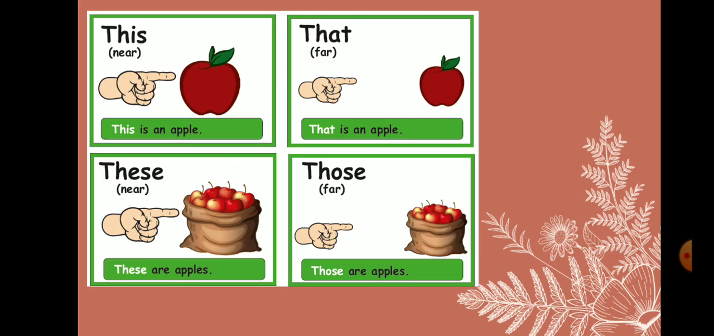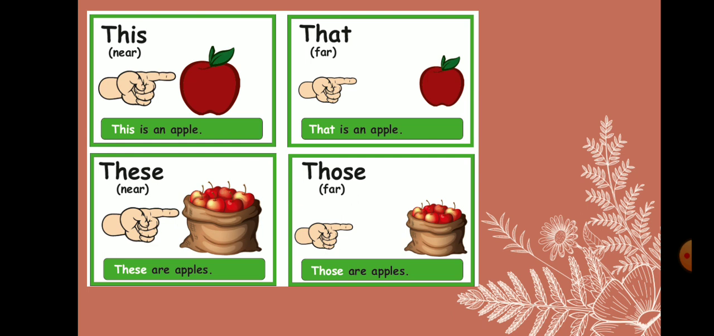Now, how can I know the difference? We're going to use this and these in a plural form when the object you're pointing out is near, okay? And we're going to use that and those when you're pointing at an object that is far.